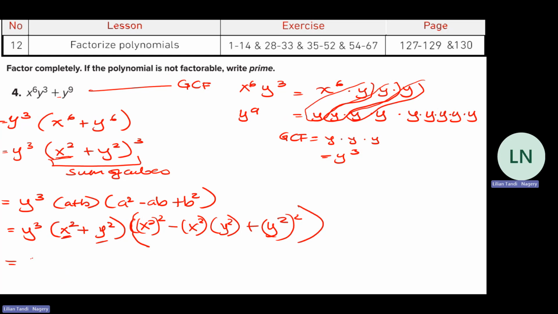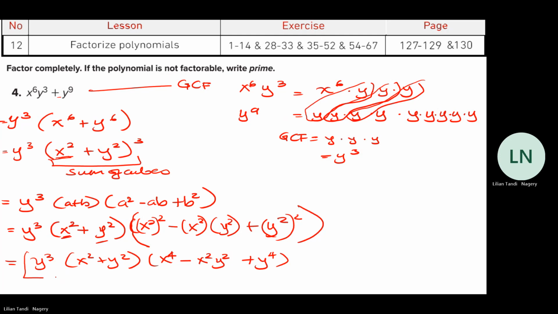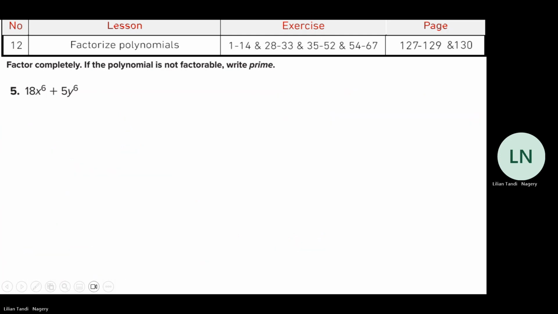All right, so let's solve. This is y cubed, x squared plus y squared. This is x to the 4th power minus x squared y squared plus y to the 4th power. Like that. And then you box your answer. Okay.